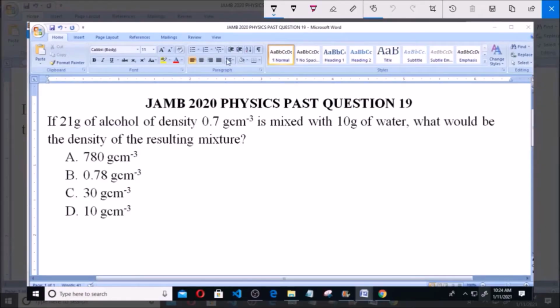Good day and welcome. I'll be answering Jamb 2020 Physics Past Question 19. If 21 gram of alcohol of density 0.7 gram per cm cube is mixed with 10 gram of water, what would be the density of the resulting mixture? A 780 gram per cm cube, B 0.78 gram per cm cube, C 30 gram per cm cube, and D 10 gram per cm cube.